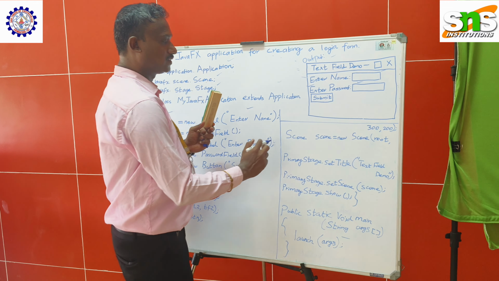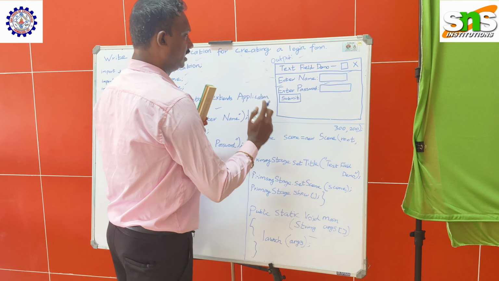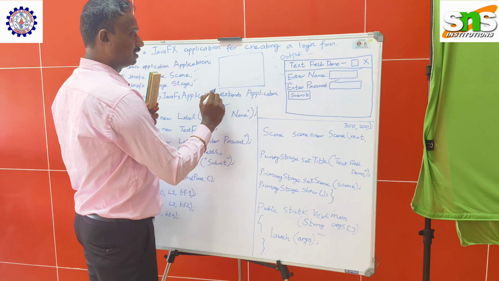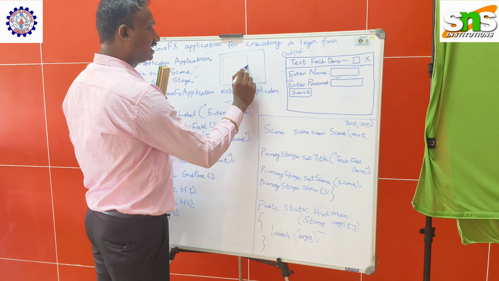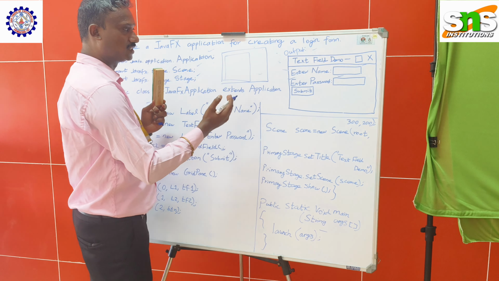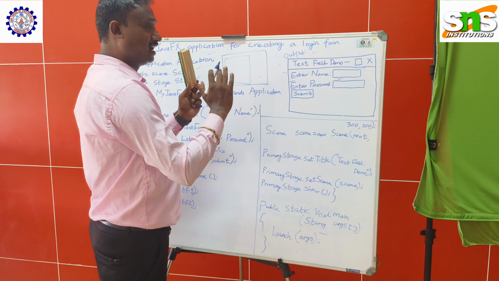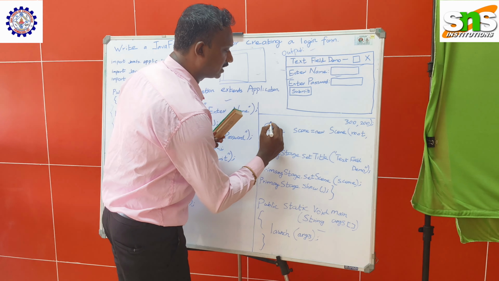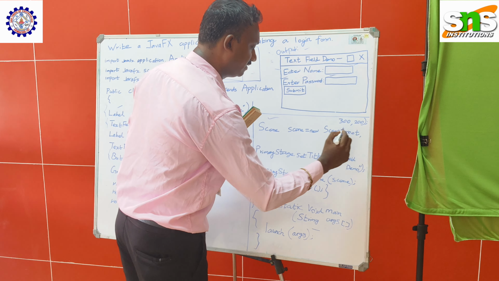Next, we must understand the scene. As I already told you, the primary stage is the main window. The scene is located inside the primary window. It is not visible to the user, but we need to create a scene and then add all those things to it. That's why we have created a scene with the Scene class.